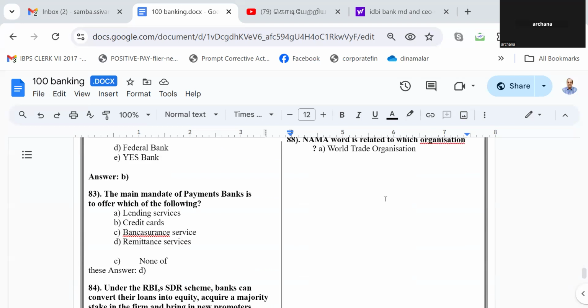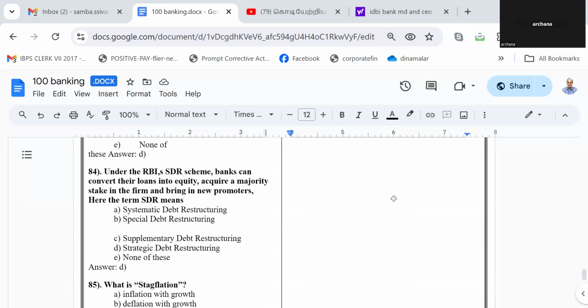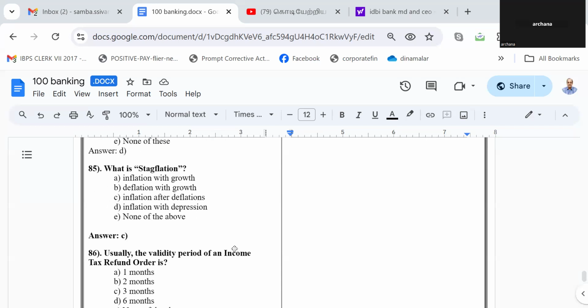We are now reading question number 83. The main mandate of payment banks is to offer which of the following? Answer is remittance services. 84. Under the RBI's SDR scheme, which banks can convert their loans into equity, acquire a majority stake in the firm, and bring in new promoters. Here, the term SDR means strategic debt restructuring. I have not heard about this. Strategic debt restructuring.